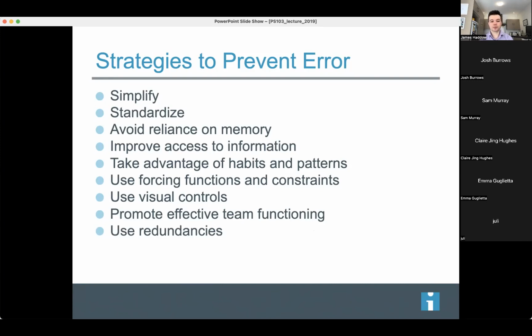Redundancies. So redundancies would be a backup system. And we have lots of backup systems. For example, we've got MedChart running, but if that goes down, then we have all the paper-based systems ready to use instead.